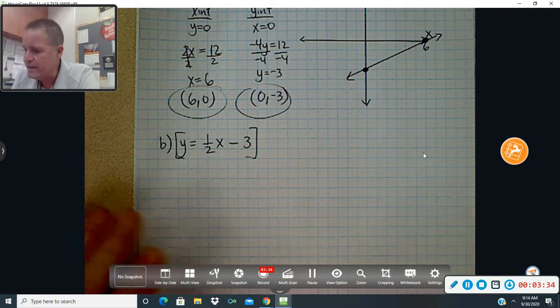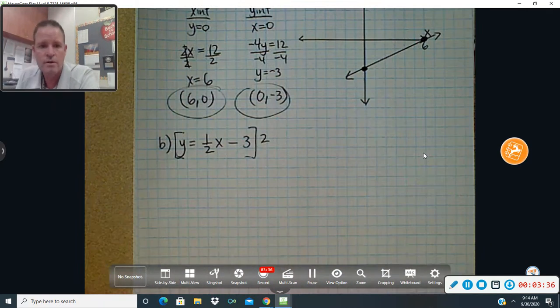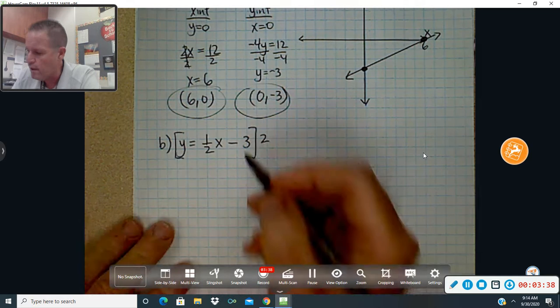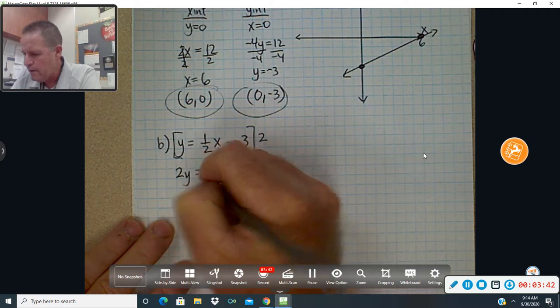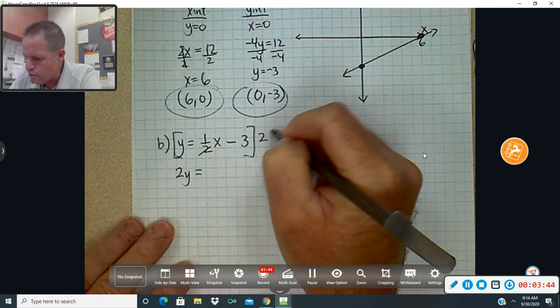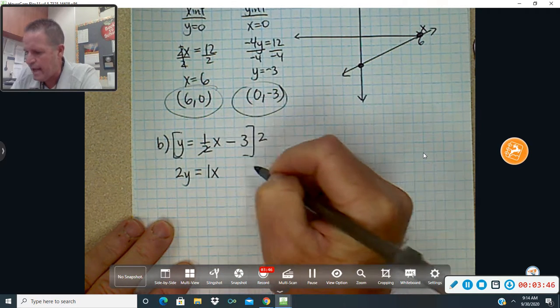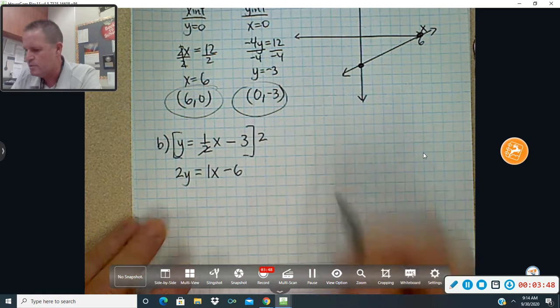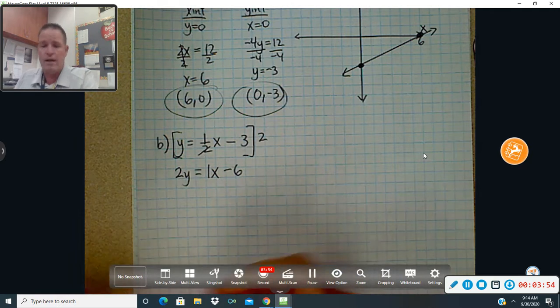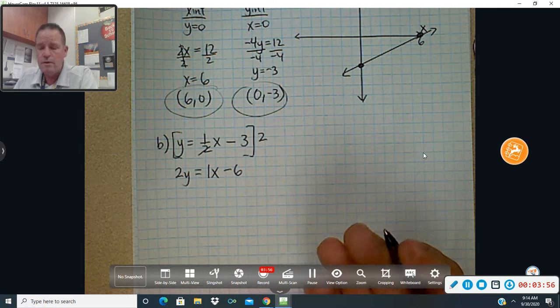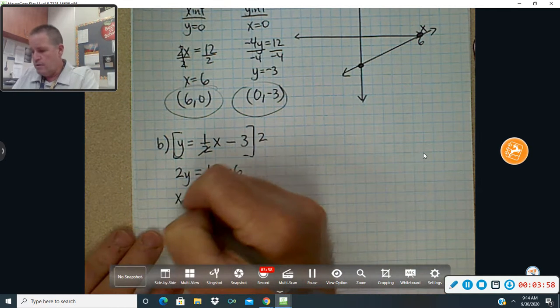Get rid of that fraction, multiply everything by 2. Okay, we've done that trick before. So if I multiply everything by 2, I get 2y equals, well, the 2's would cancel, so that leaves me with 1x, and negative 3 times 2, negative 6. And now you don't have those fractions. That's fine. Okay, to do it that way. Now you could do it without doing that. That's up to you. But this will work just fine.